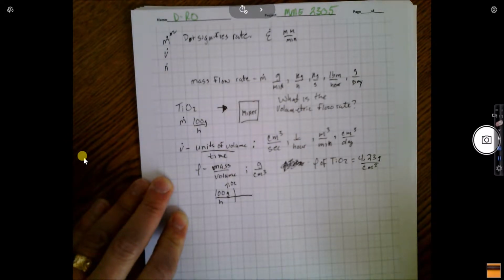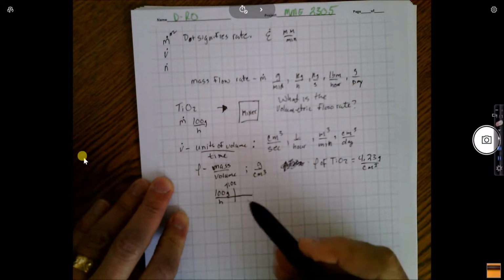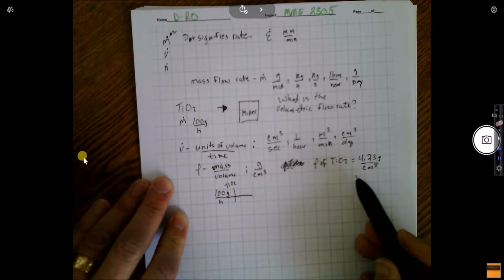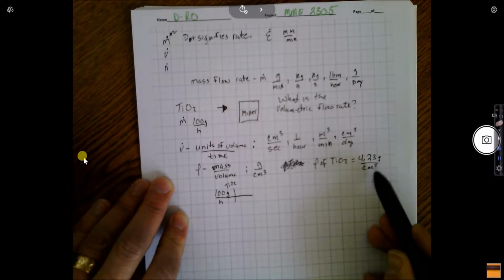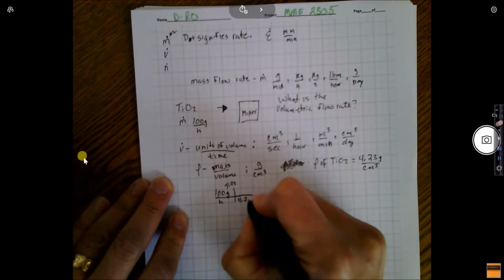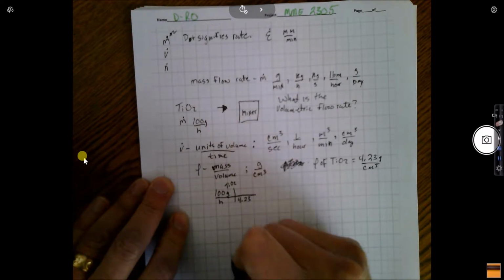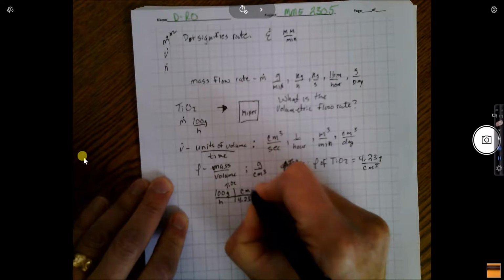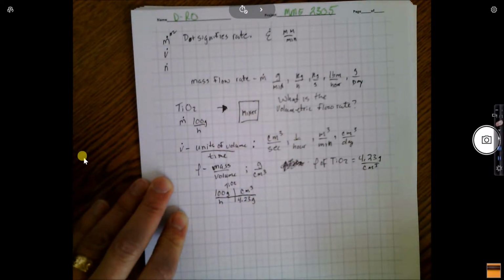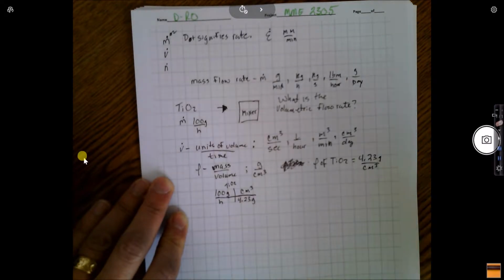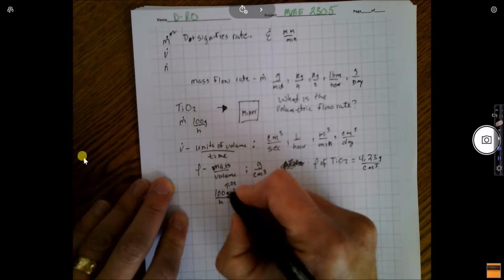So we want to make sure our grams cancel because we want to end up with units of volume per units of time. So if the density of titanium dioxide is 4.23 grams per centimeter cubed, we want to make sure our 4.23 is in the denominator part of this calculation. And we want to make sure that centimeters cubed ends up on top. All right, so our mass flow rate is 100 grams per hour. We want to end up with a volumetric flow rate, so the units we want are centimeters cubed per hour. So let's make sure this is going to work.